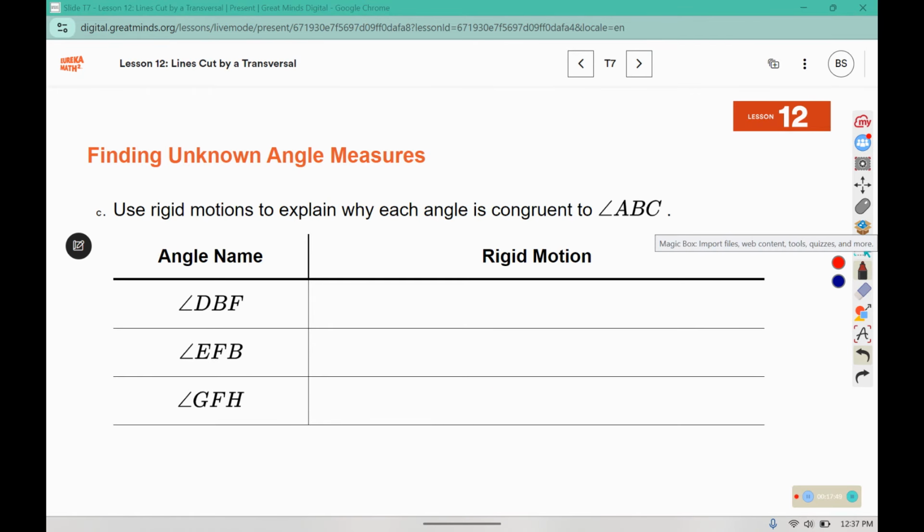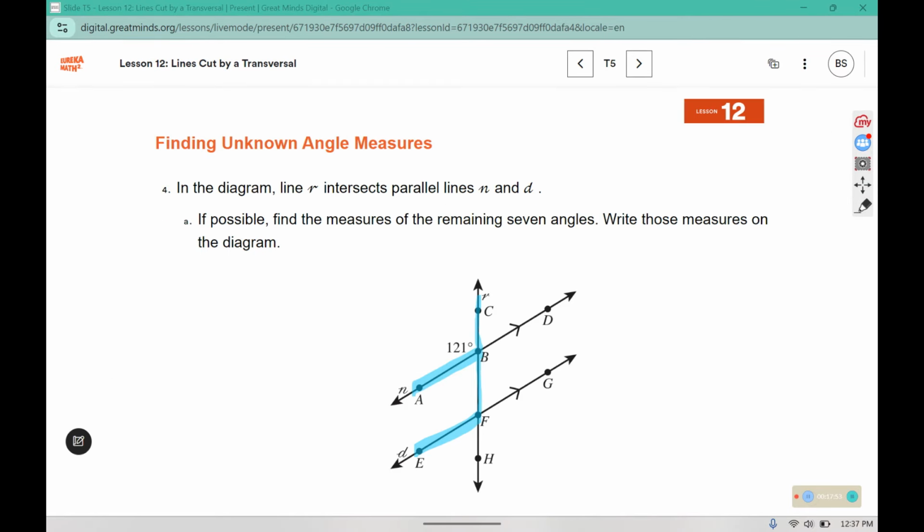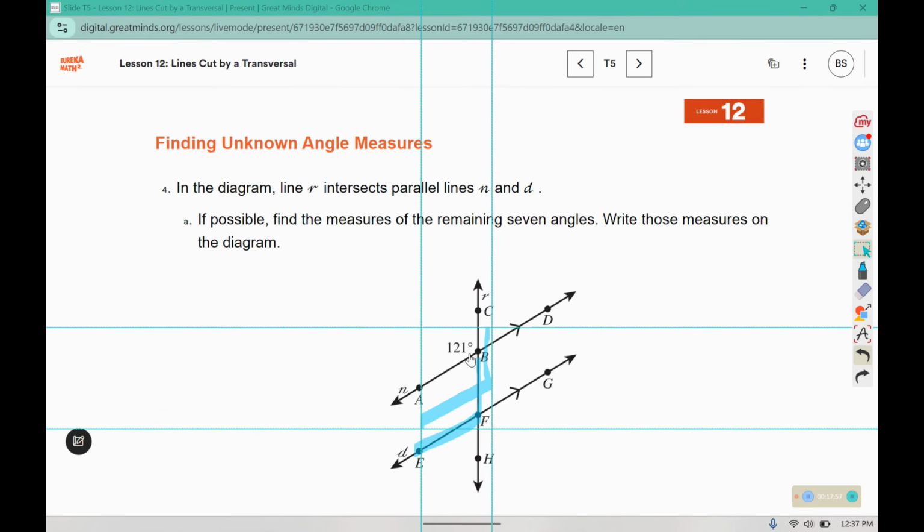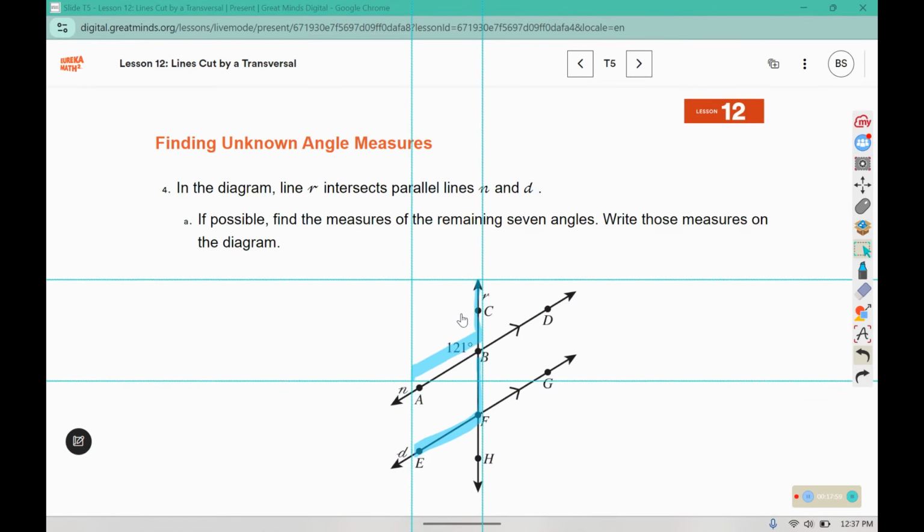Now we're looking for ABC to EFB. This would be a translation along B to F.